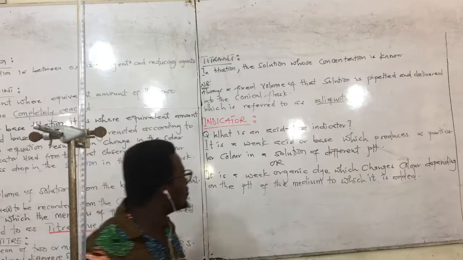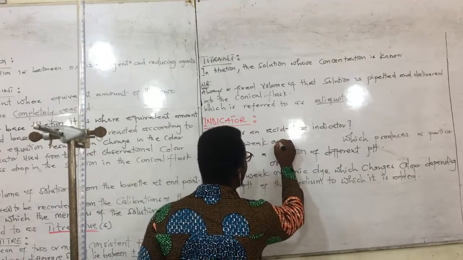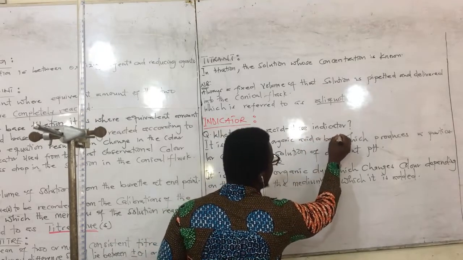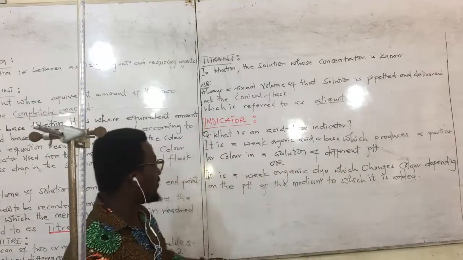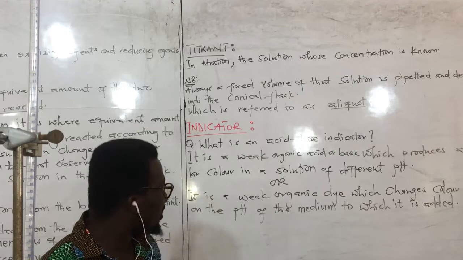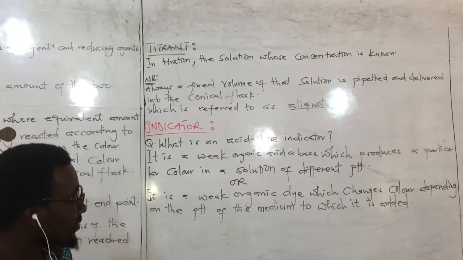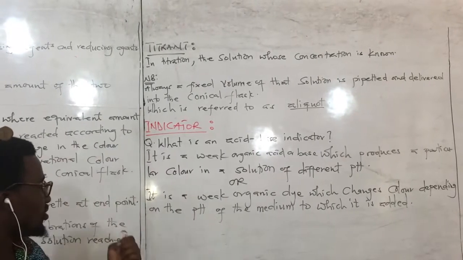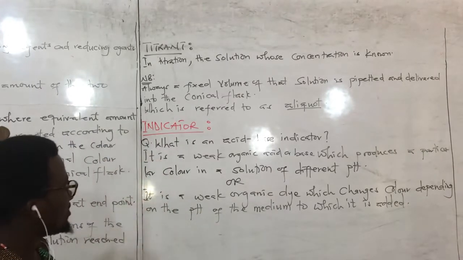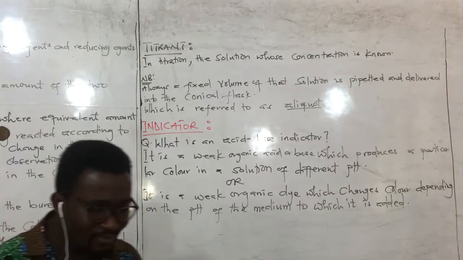Now here I just want to make a few changes or add some things. So you can see a weak organic acid or base. So for the first one, I can say a weak organic acid or base which produces a particular color in a solution of different pH, or it is a weak organic dye which changes color depending on the pH of the medium to which it is added. Any of these definitions is deemed correct. So we have known an indicator.